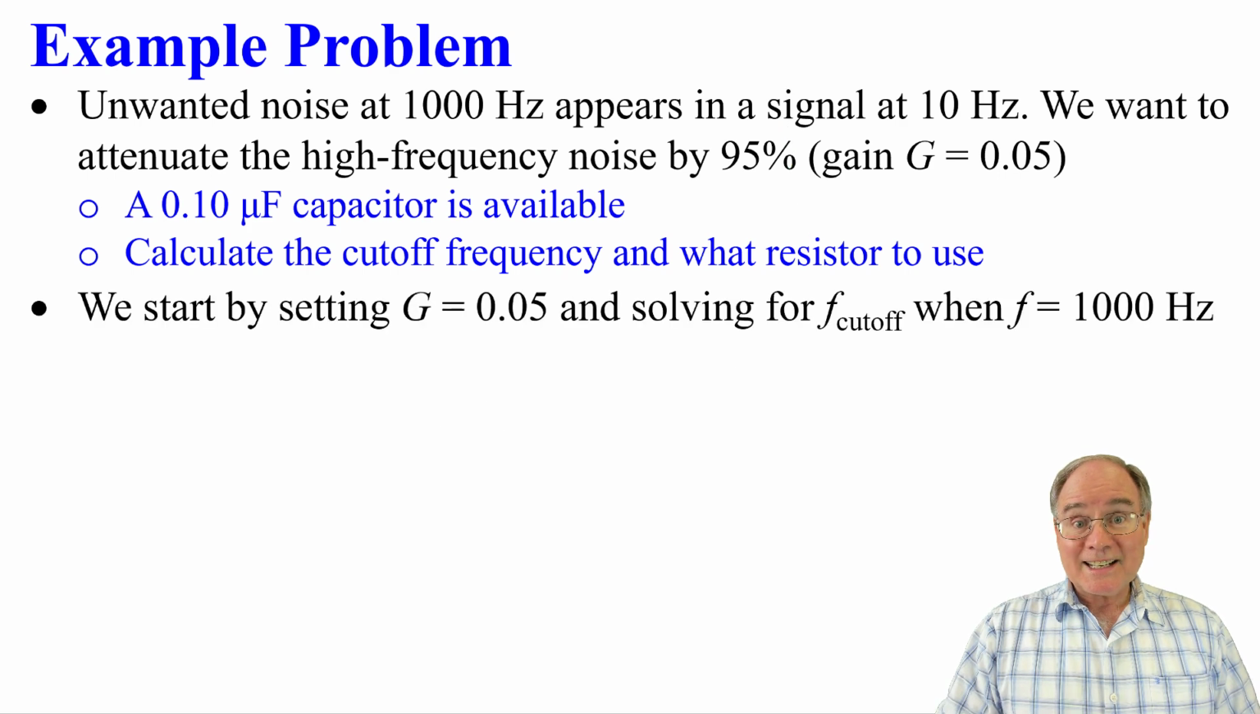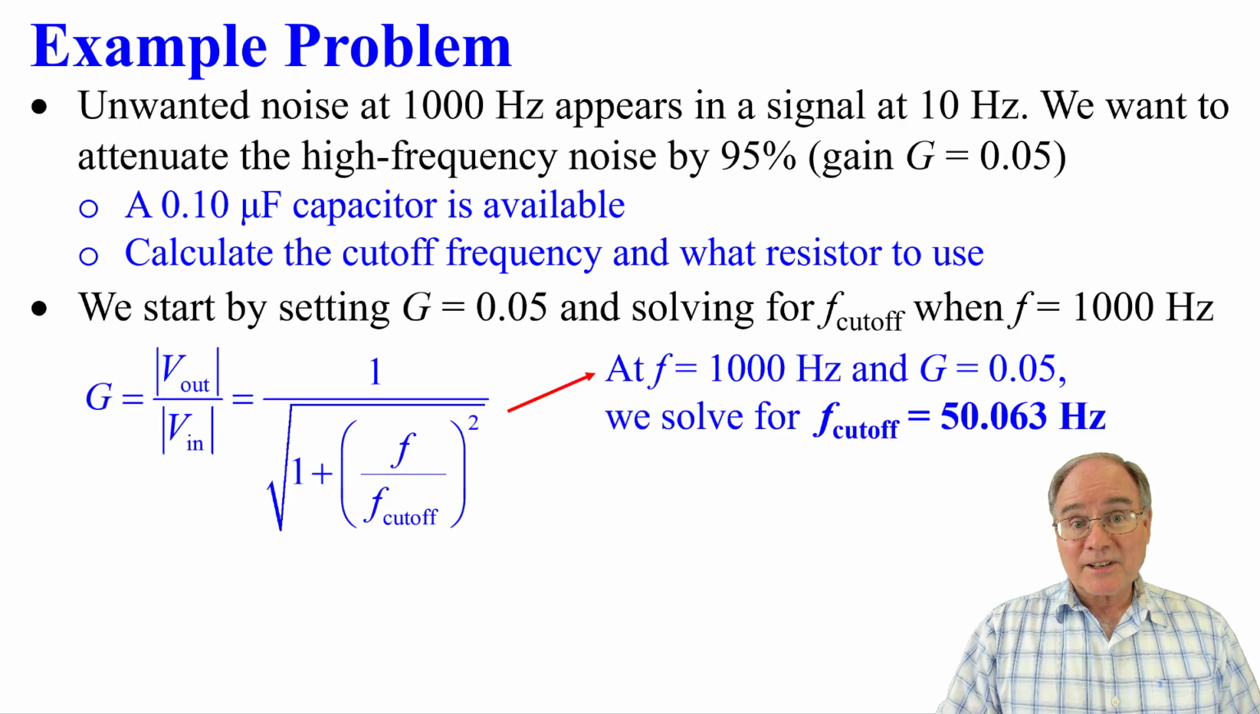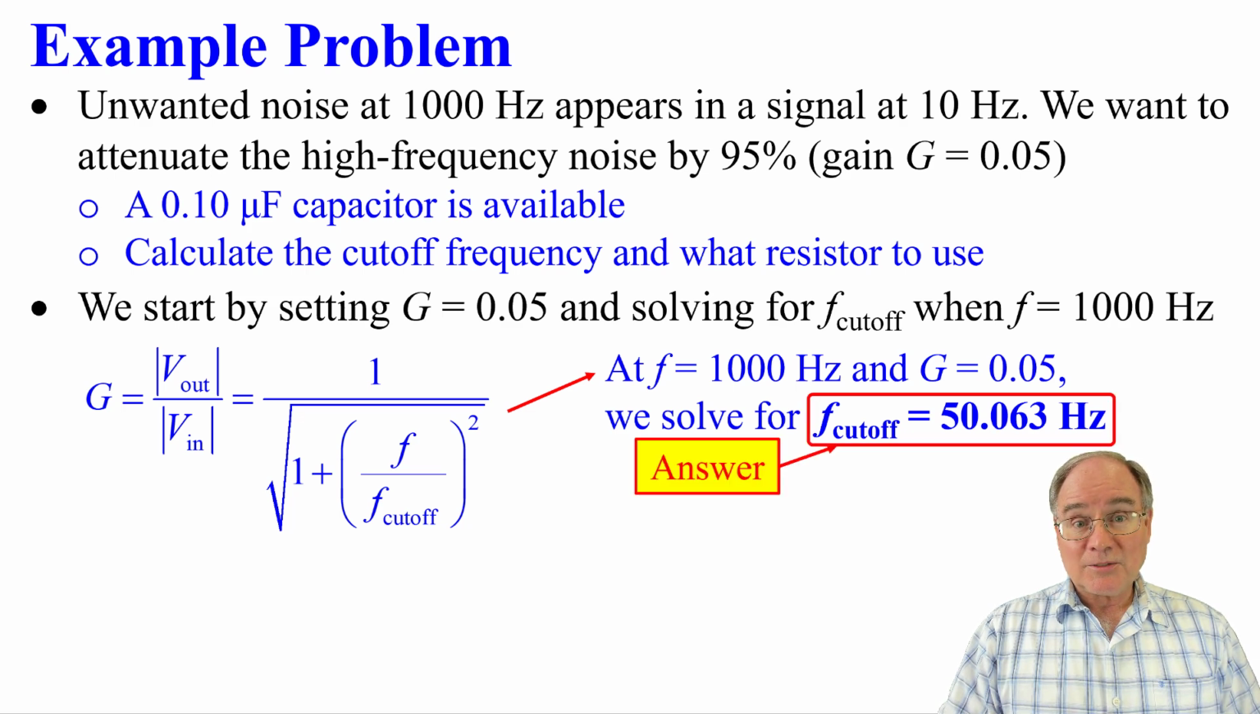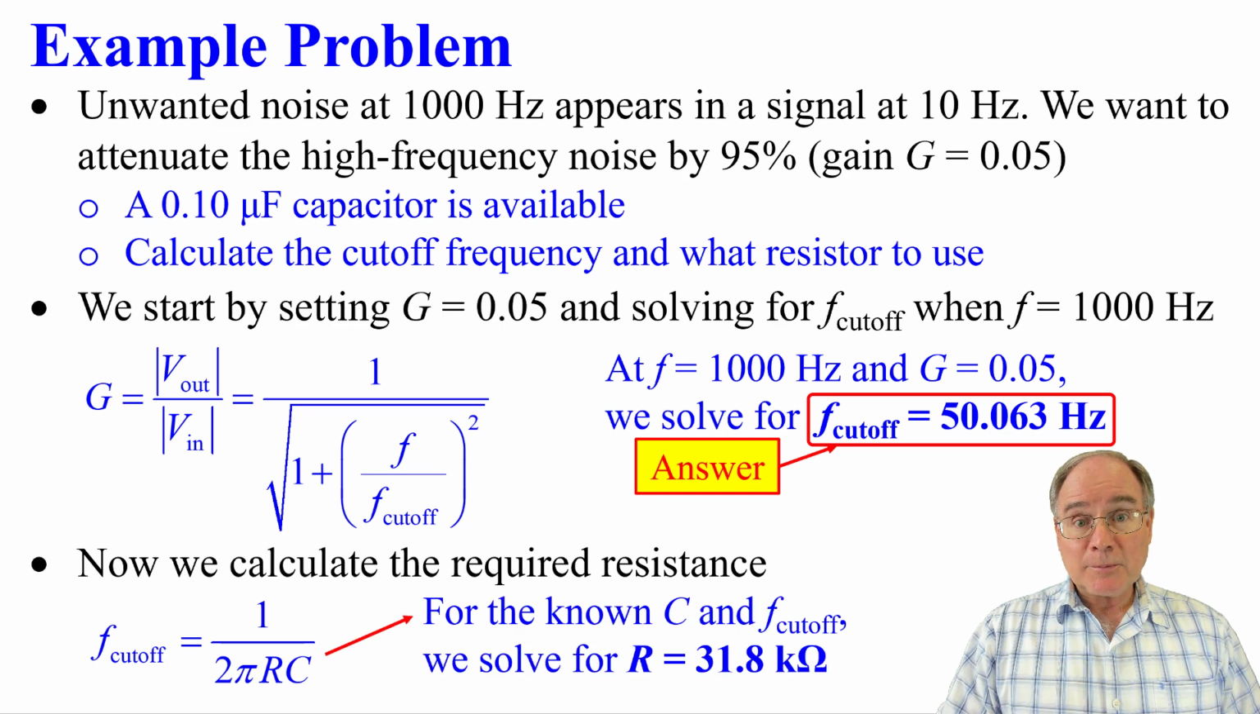We start by setting G equals 0.05 and solving for f cutoff when f is 1000 Hz, the noise that we want to get rid of. Here's our equation for G, which you can solve for f cutoff. I get 50.063 Hz, which is our first answer. Now we can calculate the required resistance, since we know f cutoff and C. We get R equal 31.8 kiloohms to 3 digits. This is our other answer.